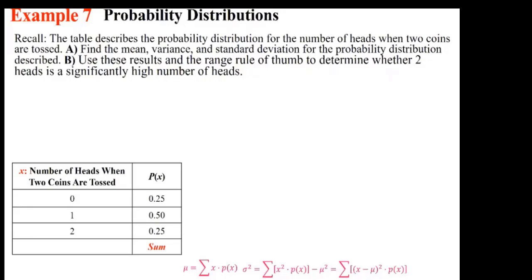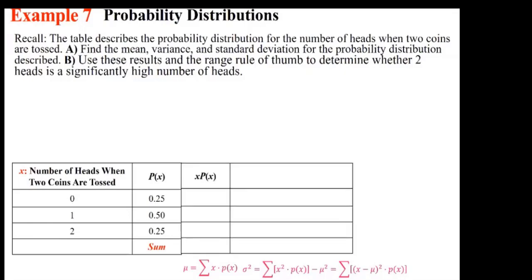When you're given tables, you can extend the table by making a new column called x p of x. And why are we interested in that? Because look at the formula for mu at the very bottom. It says mu is the summation of x p of x. In other words, the first column times the second column gives us this column we just made up, x p of x. So 0 times 0.25, 1 times 0.5, 2 times 0.25.